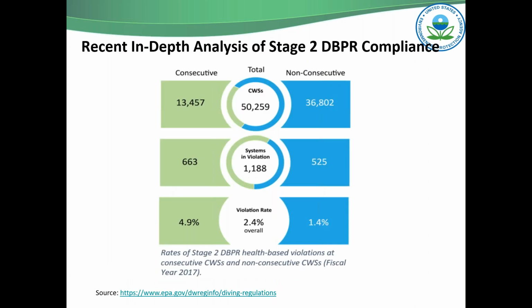And this is a characterization of how the violation rates compare among the consecutive systems versus non-consecutive systems. And you can see here that there's roughly a 3-to-1 ratio of non-compliance among consecutive versus non-consecutive systems. And most of these are among the very small systems.